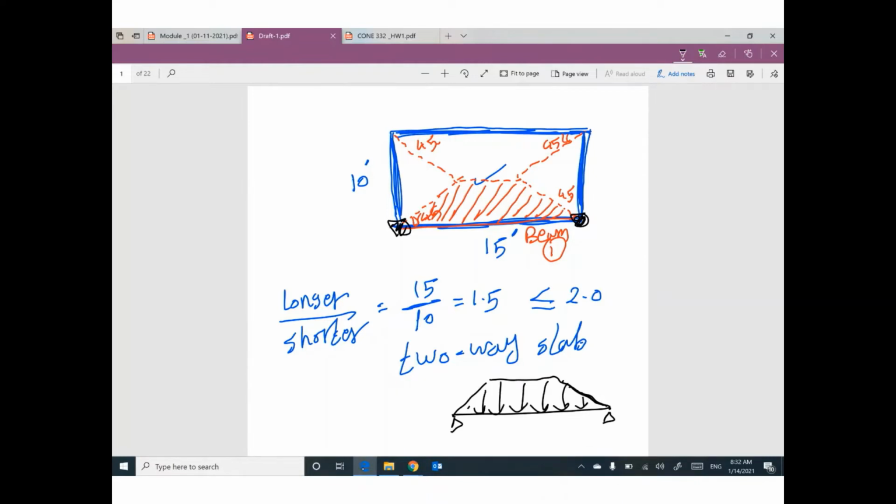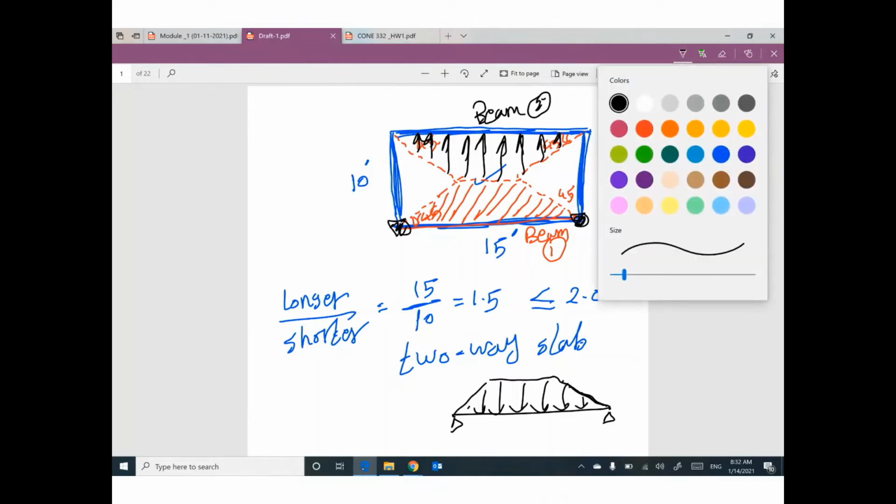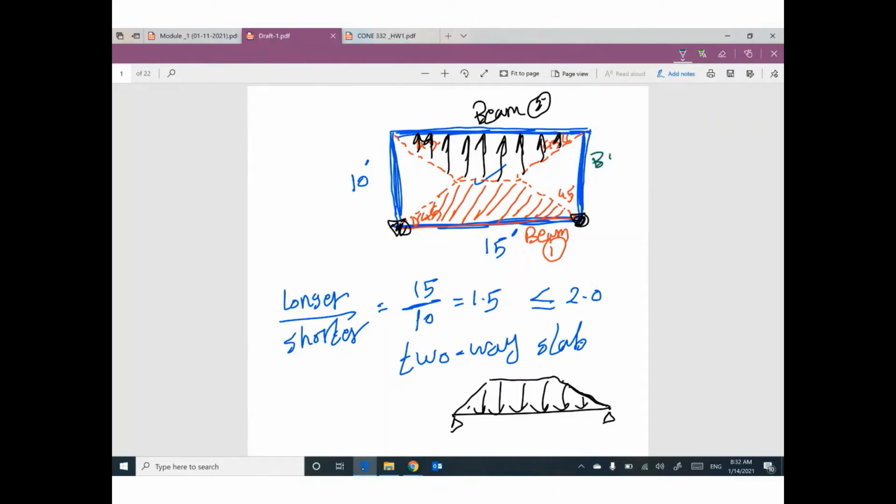The other beam, beam number 2, is the same. This part of the slab, which looks like a trapezoid, is supported by beam number 2. For beam number 3, we have this triangle. If you would like to draw this beam, it looks like this, supported here and here by this column and this column. This beam is supporting a triangle like this.